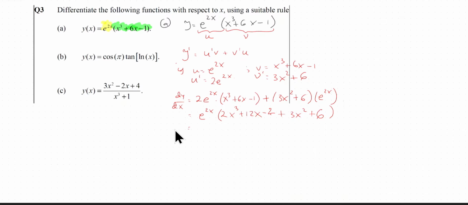So upon further simplification, dy/dx will simply be 2x cubed, and 12x will also be alone, but we use the 3x squared first. We have 3x squared, so plus 3x squared, and then plus 12x, and then we have minus 2 plus 6, which will become positive 4. Okay, that will be the answer for part A.